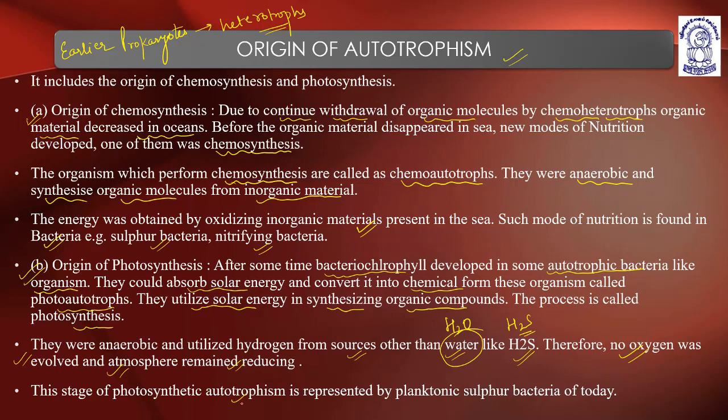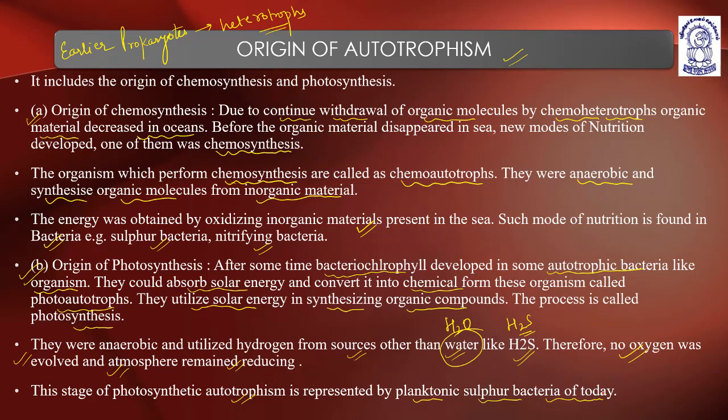The stage of photosynthetic autotrophism is represented by planktonic sulfur bacteria of today. Especially when we talk about planktons, these free-floating small plants have an assembly of sulfur bacteria, maybe in a symbiotic relationship or maybe colonized, and these planktonic sulfur bacteria are considered to be signs of photosynthetic autotrophism.